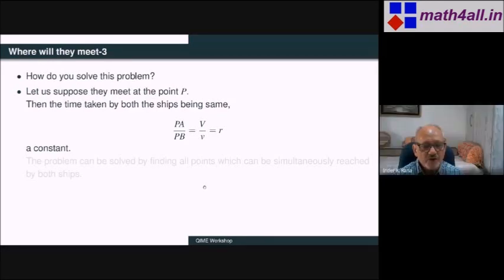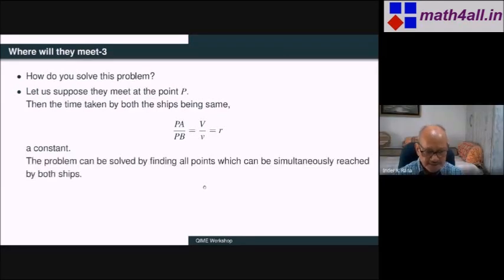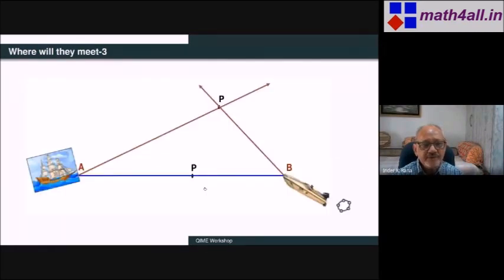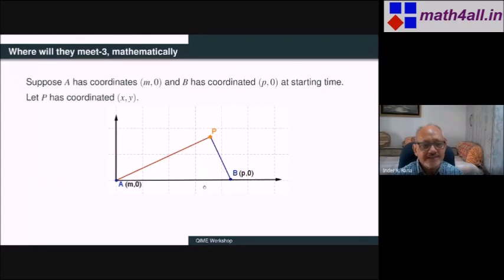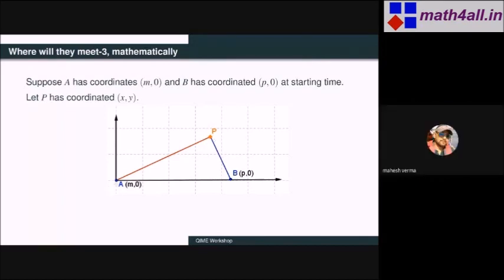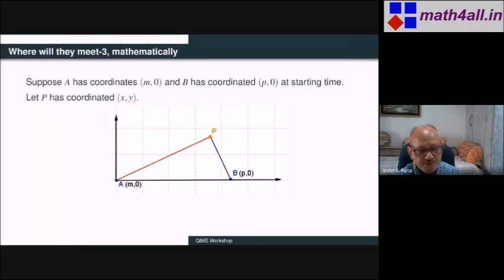Now to find out the locus of the point P, let us go to coordinate geometry and assume the point P has coordinates x and y. So x and y are the coordinates of P, which we don't know. M comma 0 we can say are the coordinates of the point A, and P comma 0 are the coordinates of the point B. So they are on the x-axis somewhere, let us assume that.